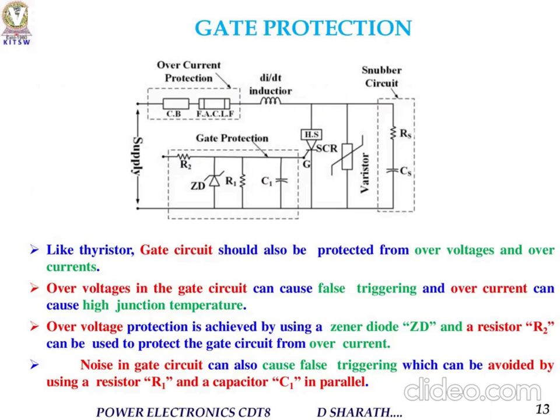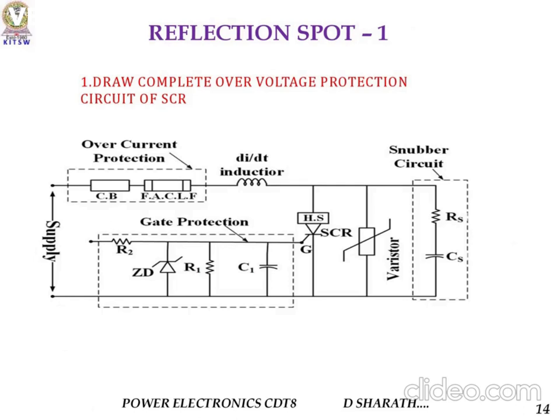Coming to gate protection, the thyristor gate circuit should also be protected from over voltage and over currents. Over voltage in the gate circuit can cause fast triggering and over current can cause high junction temperature. Over voltage protection is achieved by a Zener diode, and a resistor R2 can be used to protect the gate circuit from over current. The Zener diode limits the over voltage and the resistor limits the over current. This is the complete reflection part: you have to analyze the various circuits, that is di by dt protection, snubber circuit, gate protection and over current protection.